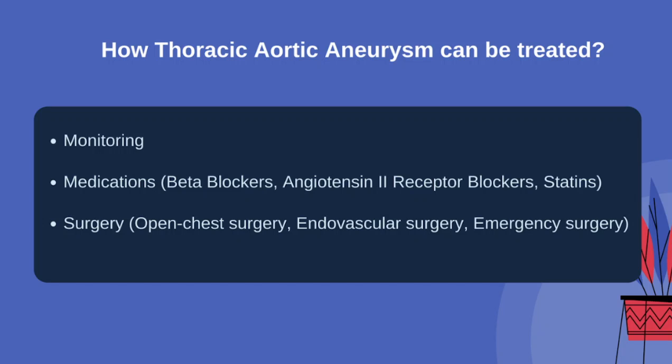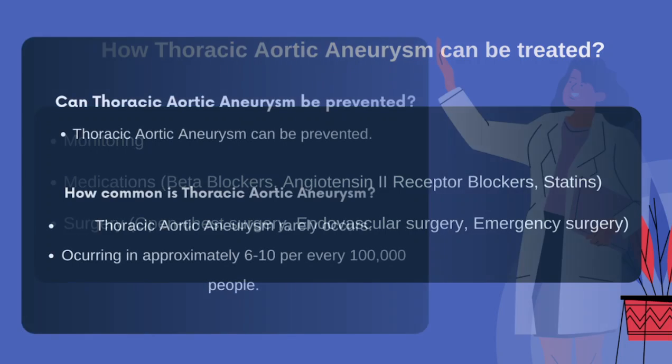And lastly is emergency surgery. This one is too risky too, and there's a great chance for complications. That's why the doctors want to treat and have proper monitoring before the thoracic aortic aneurysm ruptures. Next slide.